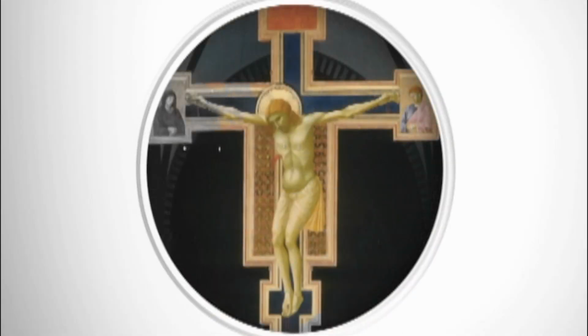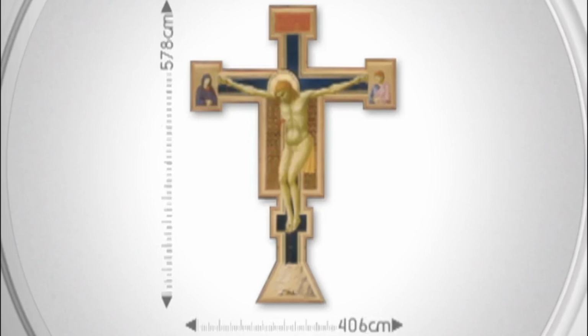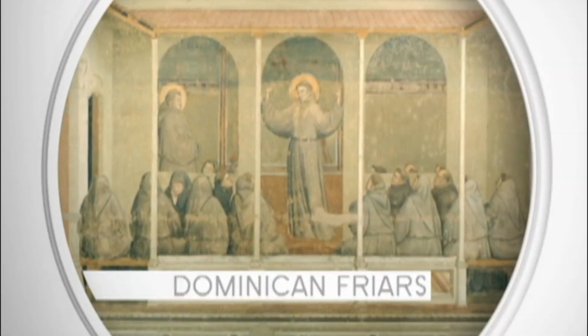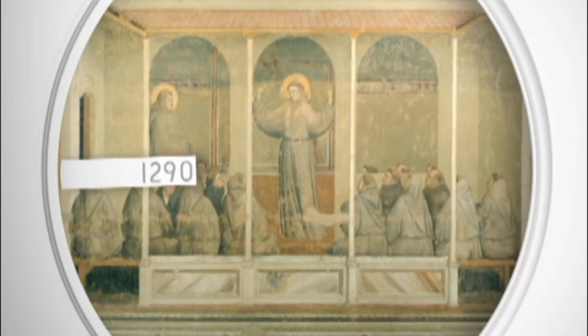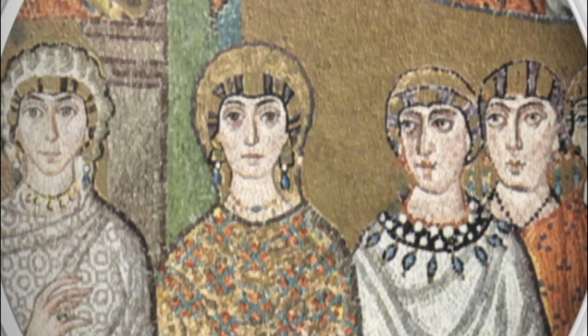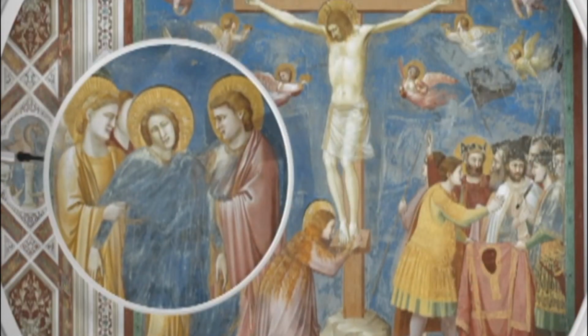Giotto's Crucifix in the Church of Santa Maria Novella is a tempera painting with gold and glass on a wood panel measuring 578 by 406 centimeters. Commissioned by Dominican friars, it was executed around 1290. The artwork differed markedly from the immobile spirituality of Byzantine painting and anticipated the stylistic refinement Giotto later achieved in his crucifixes.